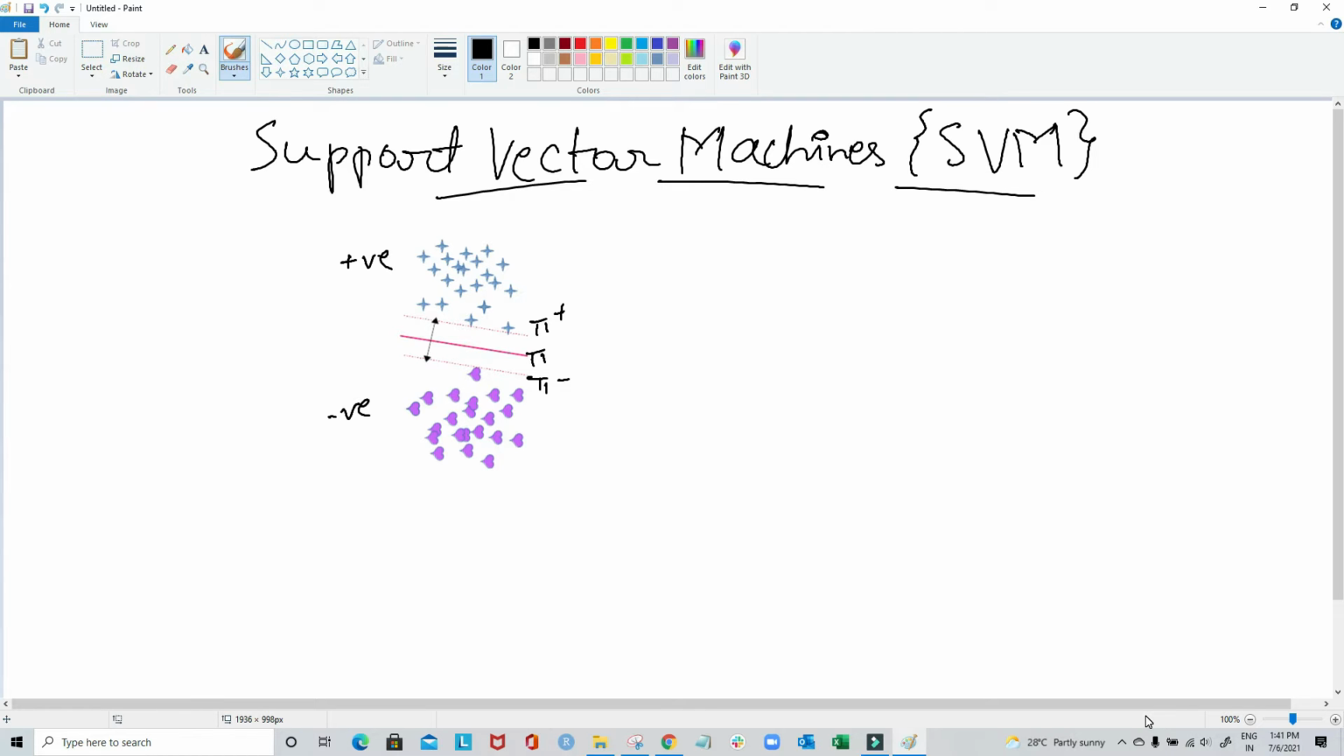Now, the geometric intuition behind support vector machines is, suppose we have a set of positive points and negative points which are distributed like this. What SVM does is it will try to find a hyperplane pi, which will make sure the positive and negative points are as far as possible.